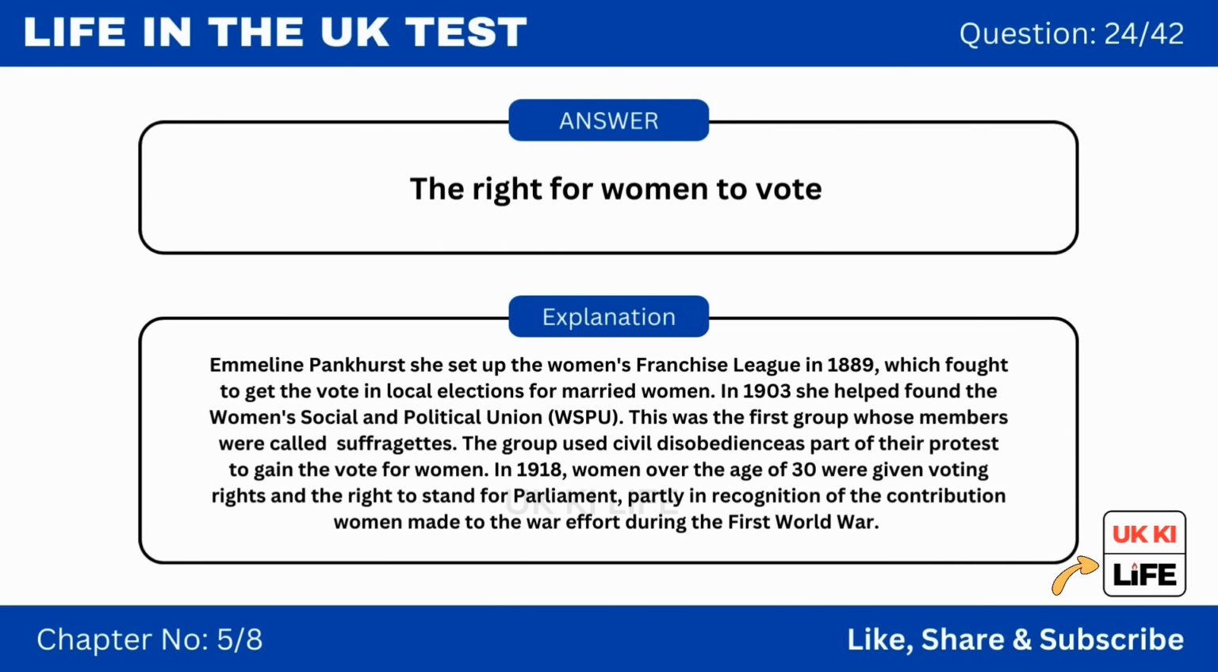Explanation. Emmeline Pankhurst set up the Women's Franchise League in 1889, which fought to get the vote in local elections for married women. In 1903 she helped found the Women's Social and Political Union, WSPU. This was the first group whose members were called suffragettes. The group used civil disobedience as part of their protest to gain the vote for women. In 1918, women over the age of 30 were given voting rights and the right to stand for Parliament, partly in recognition of the contribution women made to the war effort during the First World War.